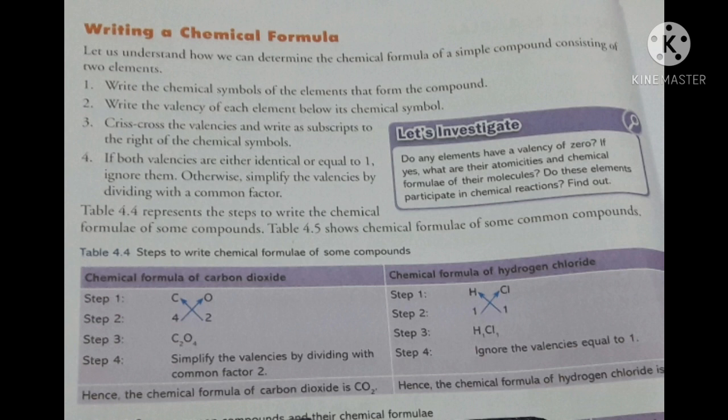The second step is to write the valency of each element below its chemical symbol. Now the third step, which is important: crisscross the valency and write it as a subscript to the right of the chemical symbol. To the right side of the chemical symbol, we have to crisscross the valency and write it as a subscript.